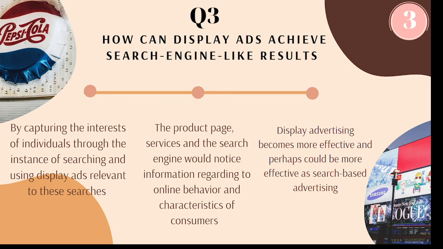How can display ads achieve search engine-like results? Display ads can achieve search engine-like results by capturing the interest of individuals at the instant of searching and using display ads relevant to this, with the use of tracking software such as beacons, webhooks, cookies, and flash cookies. It enables advertisers to obtain profiles of consumers: information regarding the online behavior and characteristics of consumers. To be specific, the product pages, services, and search engine keywords used are constructed as profile information. To the extent this is true, display advertising becomes more effective and perhaps could become as effective as search-based advertising, where it is much more obvious what the searcher is looking for or interested in at the moment of search.